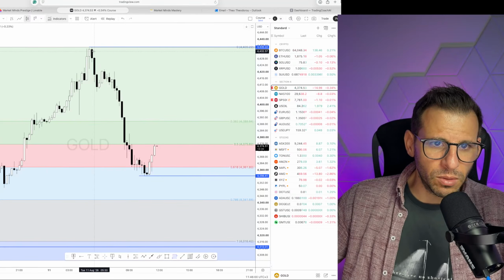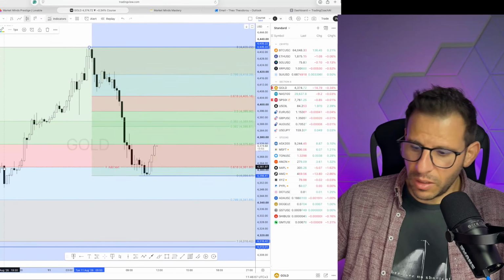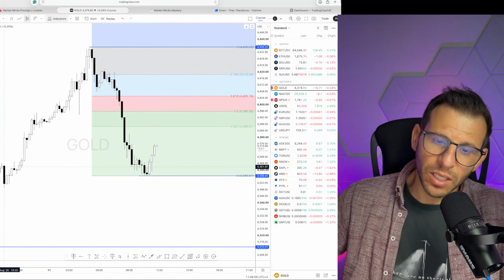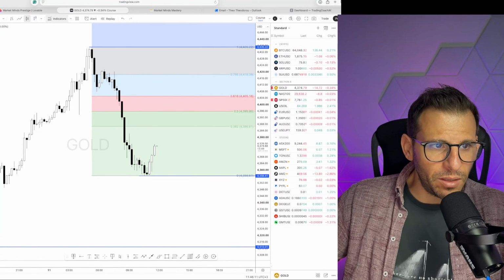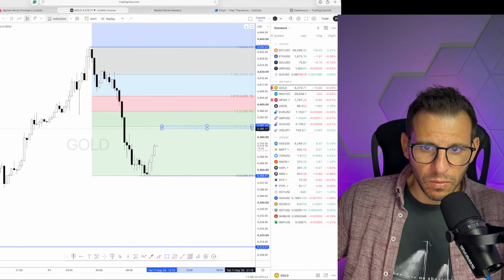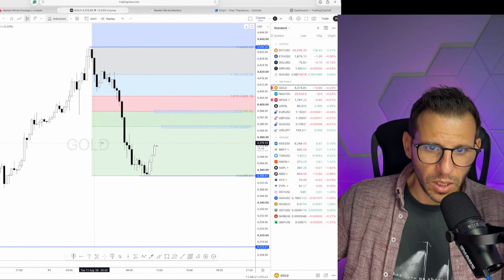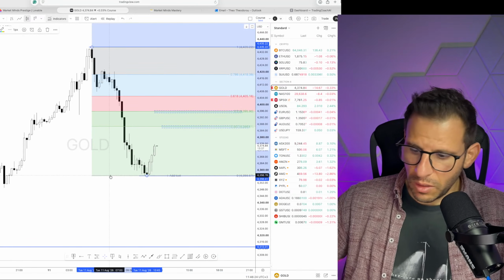And on the counter, how far can it go up? If it's sat there on the 61.8, there is plenty of room for this level and this level. I'm not going to overdo it.